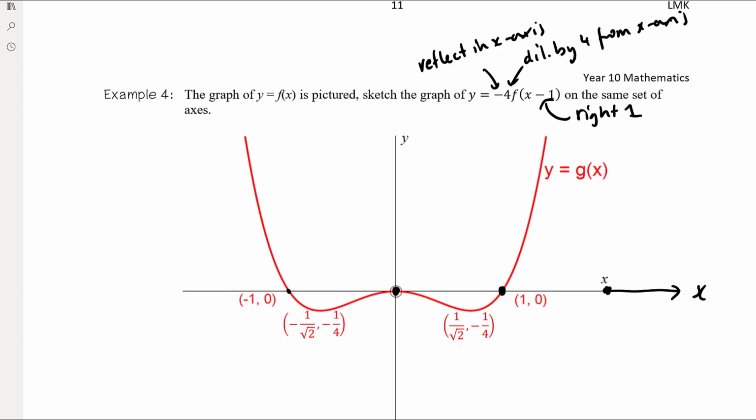Okay, then let's think about these points. Maybe we'll go with the positive one first because then it'll be nice and symmetric. We can just do the other one. So reflecting it in the x-axis, the y-coordinate will now become positive 1/4. Dilating by 4 from the x-axis, the y-coordinate is going to become positive 1. And moving it to the right by 1. So at the moment we're at 1 on root 2 plus 1.